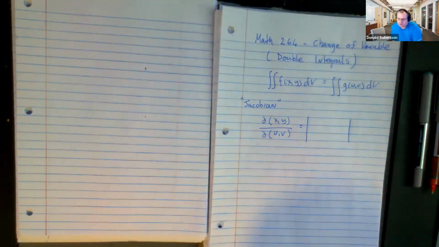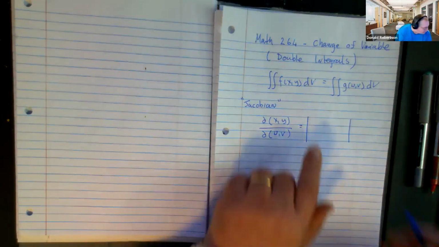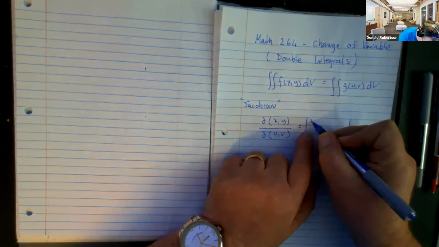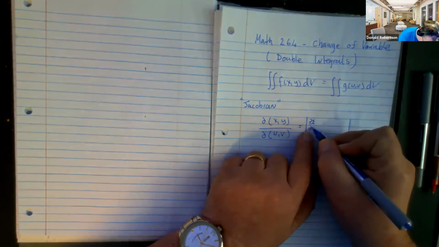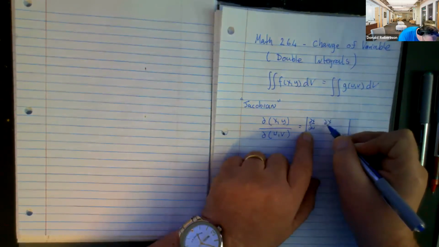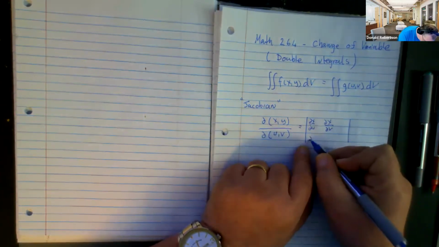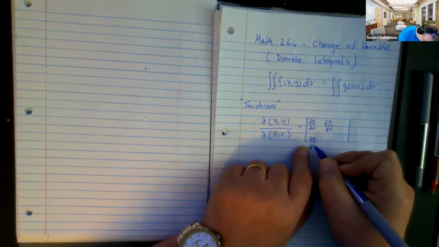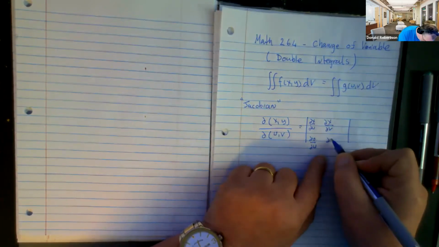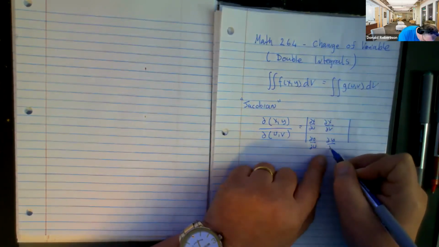And to do this guy, can you remember 2 by 2 matrices? And can you remember how to get the determinant of 2 by 2 matrices? Because that's what the Jacobian is going to be. So we have the partial derivative of x with respect to u, the partial derivative of x with respect to v, the partial derivative of y with respect to u, and the partial derivative of y with respect to v.